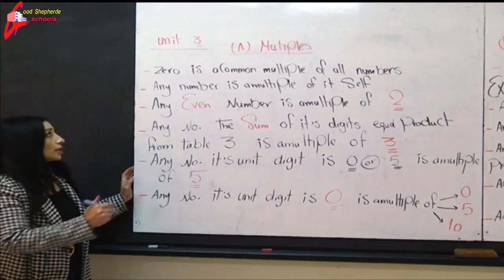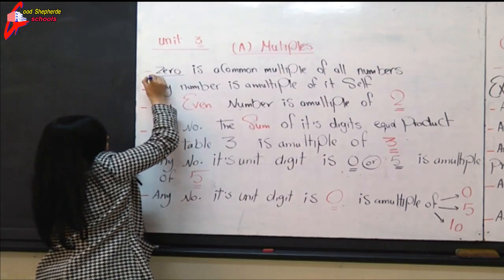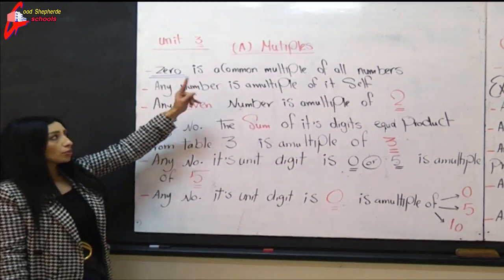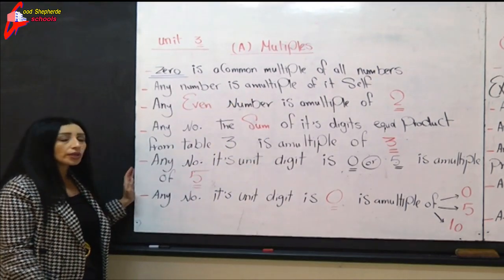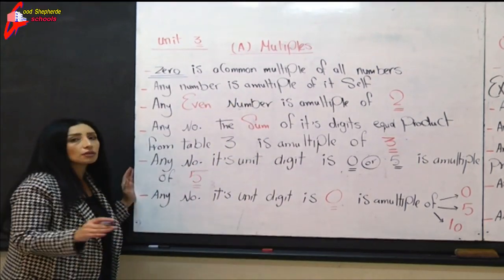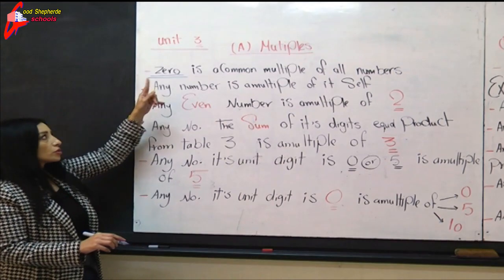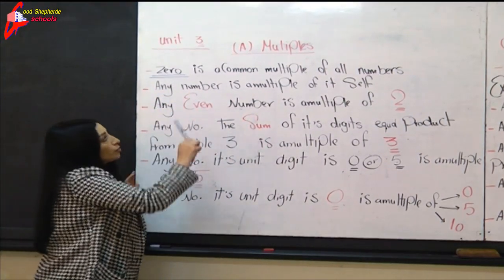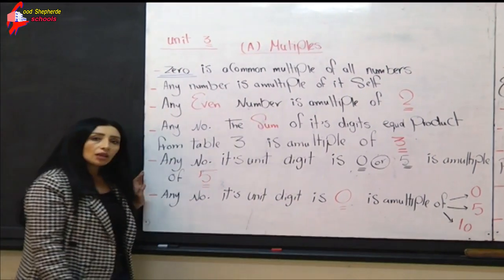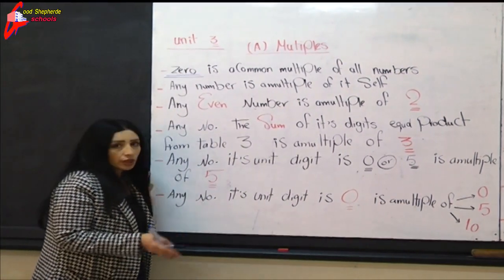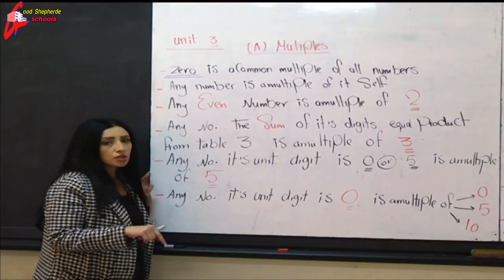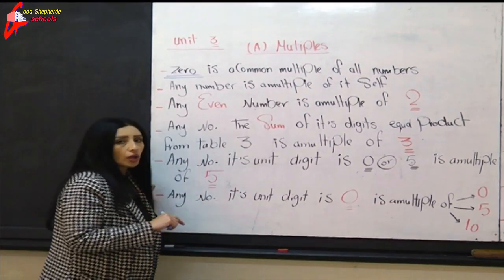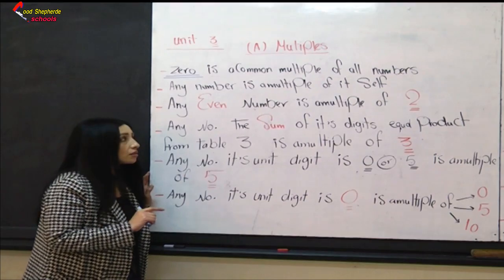Here are very important remarks about multiples. 0 is a common multiple of all numbers, because we can find 0 in any table as a result. Any number is a multiple of itself. We can find any number in its own table, like 3 in table 3, 4 in table 4, and 12 in table 12.